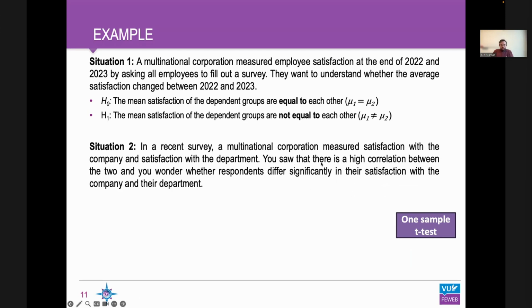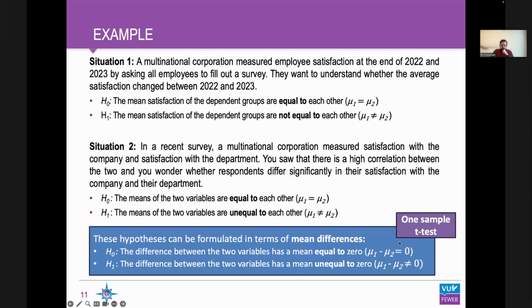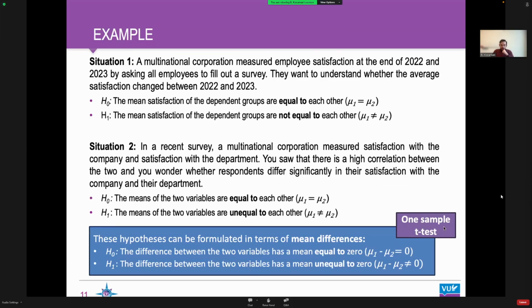For instance, you use the same subjects again, the same participants, but you have satisfaction with the company and satisfaction with the department. If these two actually differ, then you still use a paired t-test. In this case, your null hypothesis is that the means of the two variables are equal to each other, or the alternative is that the means of the two variables are unequal to each other. And both of them you can do with a one-sample t-test, and this you will actually do in the assignment.